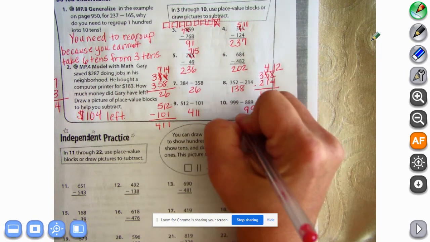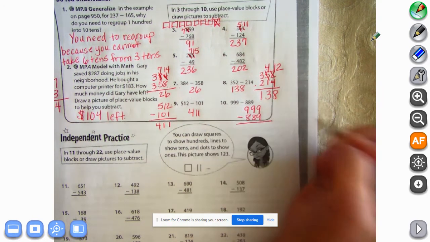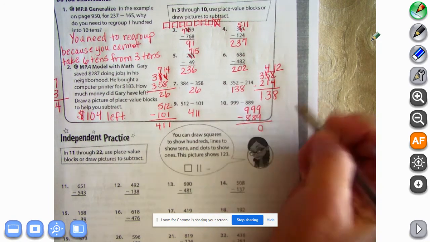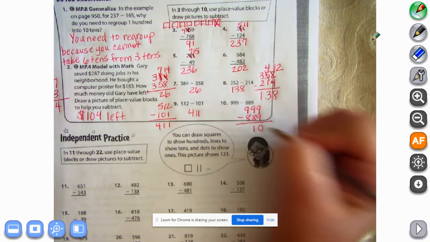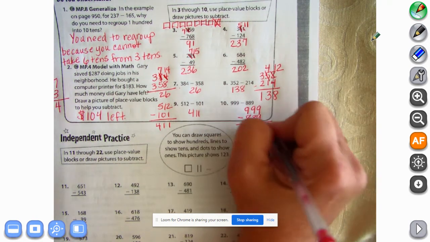999 minus 889. 9 minus 9 is 0. 9 minus 8 is 1. 9 minus 8 is 1. So it's 110 for your answer.